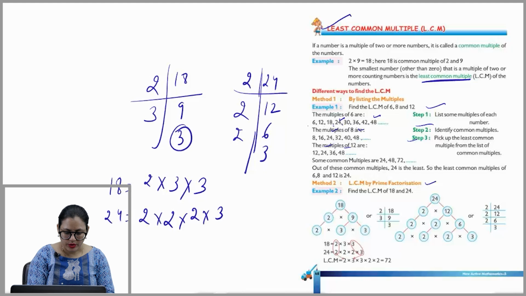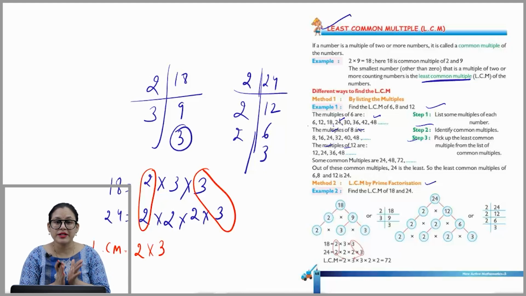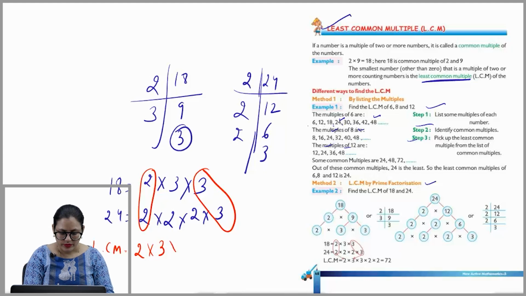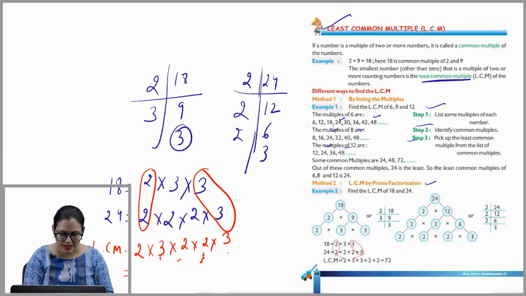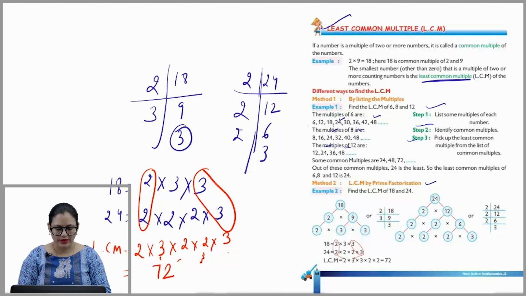Now you have to find out the LCM. What will be the LCM? 2, because it's common. Next common number is this 3. Now we will write the remaining factors: 2 into 2 into 3. So 2 into 3 is 6, 6 into 2 is 12, 12 into 2 is 24, and 24 into 3 is what? 72. Okay, so 72 is the LCM of 18 and 24.